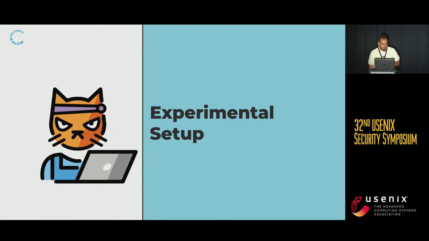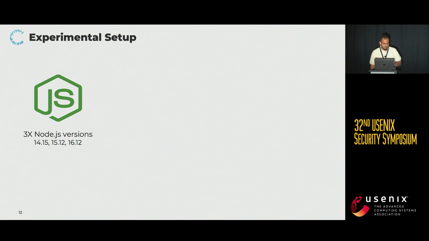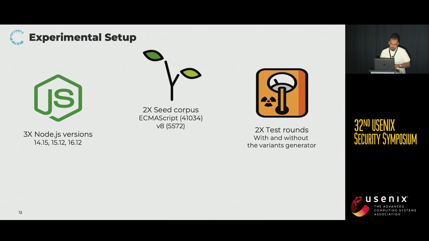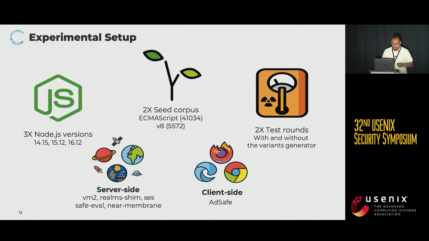To test our approach, we call our implementation HackerCat for the experimental results. The first thing is that we selected 3 different Node.js versions. We also selected 2 seed corpuses. The first one is ECMAScript test cases, and the other one is V8 engine test cases, so we can cover as much of the language properties as we can. We also ran our test twice: once with the variant generator and once without it. And we selected a group of sandboxes covering the client side and the server side.